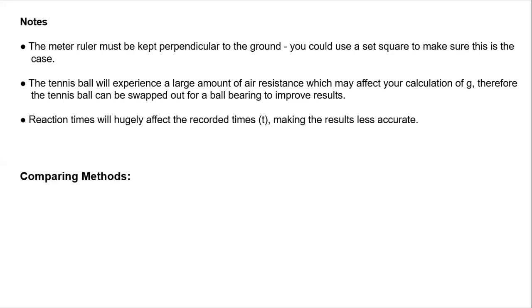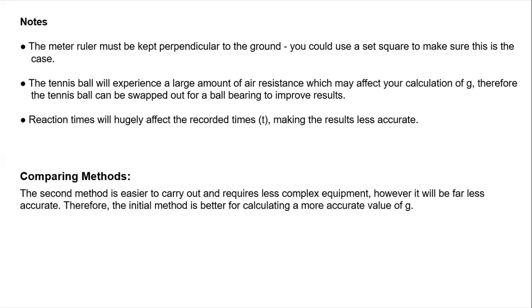Comparing methods. Earlier we discussed method 1. Now here we are talking about method 2. In method 1 we used light gates, and in method 2 we use a stopwatch. The second method is easier to carry out and requires less complex equipment. However, it will be far less accurate. Therefore, the initial method is better for calculating a more accurate value of g.